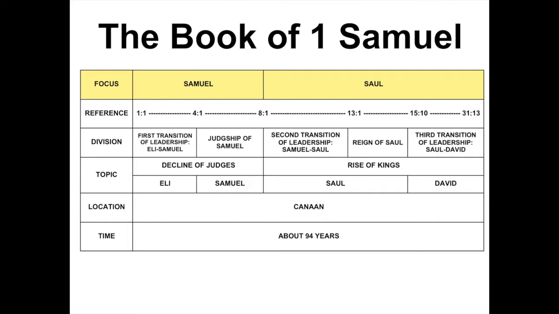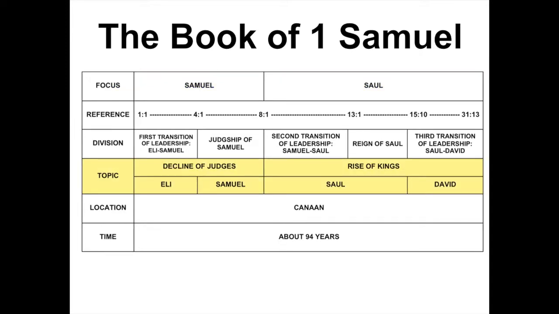Secondly, we have this second aspect of it, what we would call the topic of the book. First, in the period of Samuel, you have the declining period of the Judges, beginning first with Eli, who was the high priest of Israel, then transferring over to Samuel. Eli and Samuel were the last two judges of the kingdom of Israel. They judged in those days. But that ends with the end of chapter 7.